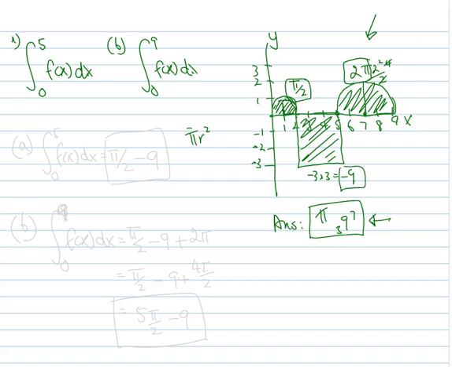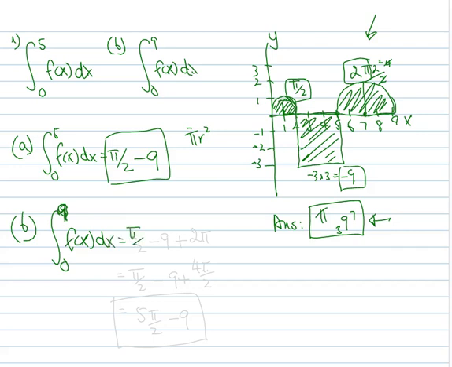So let's look at them. For A, the integral from 0 to 5 of f of x dx is simply this area here, pi over 2, plus this area here, which is minus 9. That's the answer.